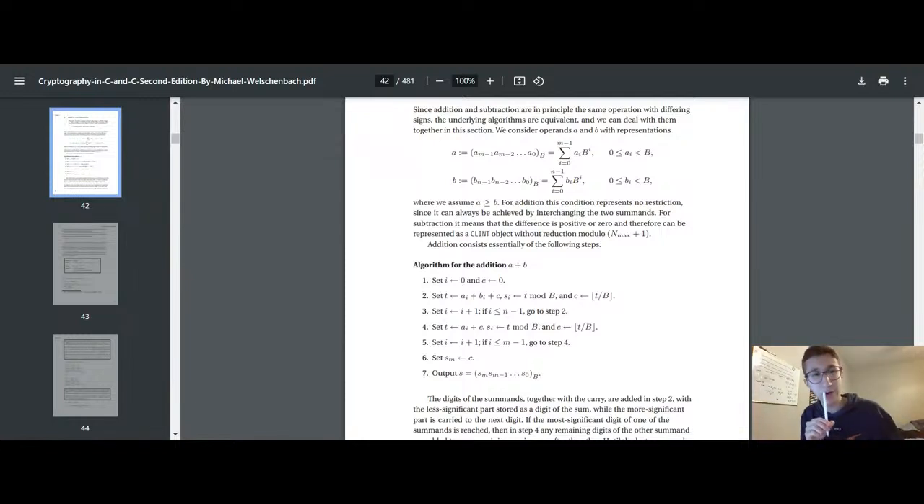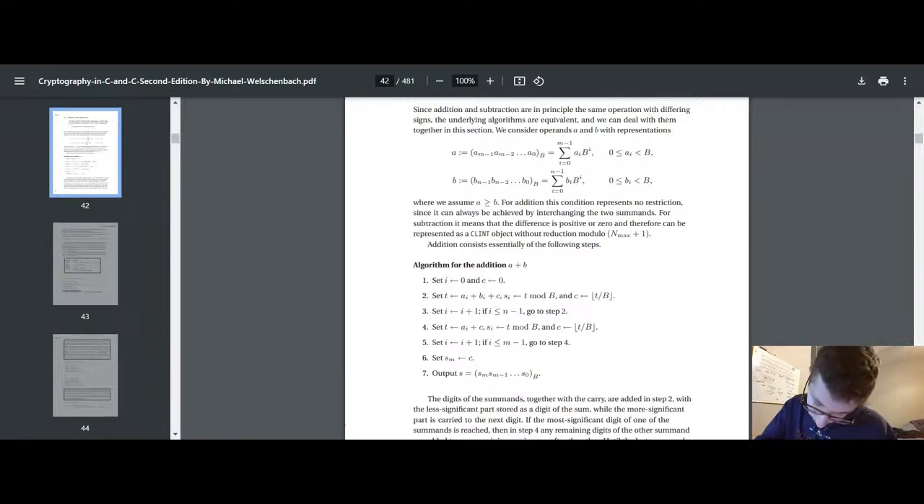Oh, I see. This is pretty cool. It is like you just take it like an adder. The way I was taught, I'll do this way first, then I'll talk about how I was taught. Set I equals I plus 1 if I is less than N. What is N? N is 4. So we're going to repeat this. Go to step 2.